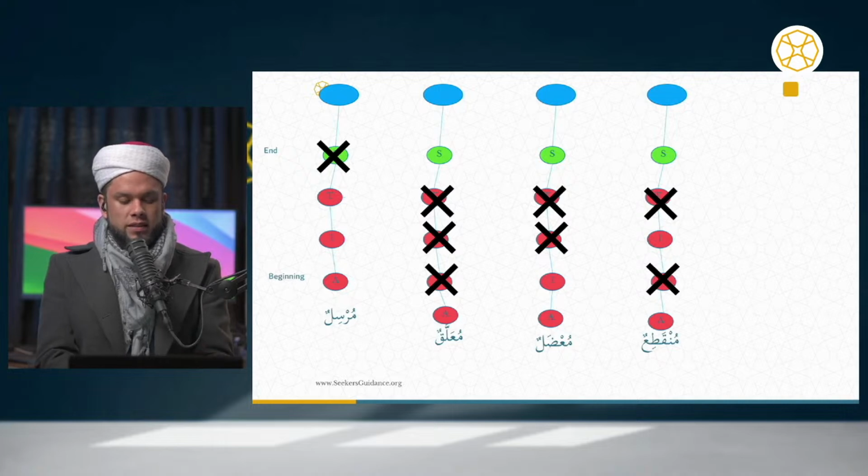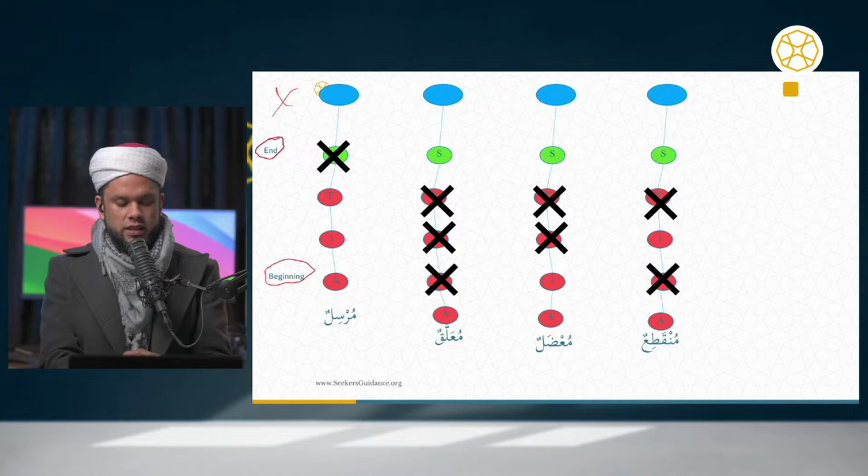So looking at it from this side of the slide, okay, the first thing I want to point out is when we speak about the beginning of a chain and when we speak about the ending of a chain. So the beginning is the author. A, in this case, means author. And the green ovals at the top have an S in them that refers to the Sahabi. And of course, the blue would be representative of the words of the Prophet Muhammad ﷺ.